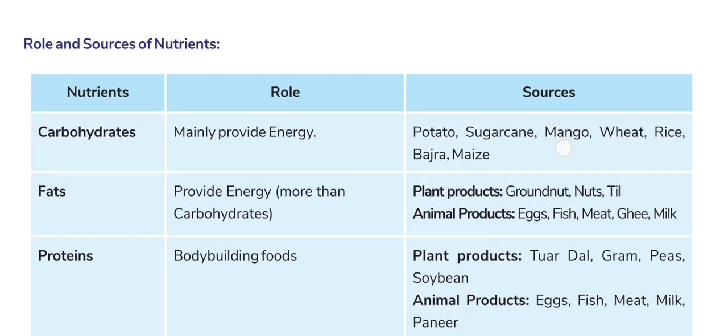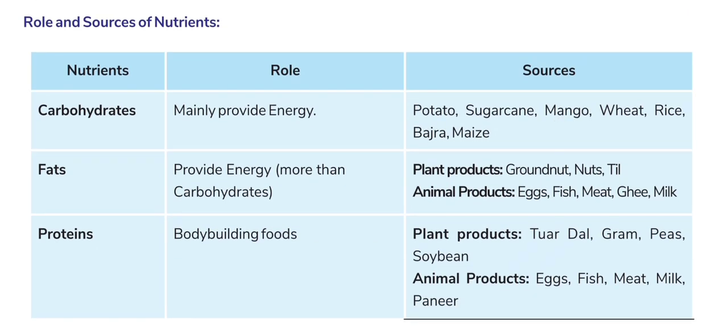Nutrients. Role. Sources. Carbohydrates mainly provide energy. Potato, sugarcane, mango, wheat, rice, bajra, maize. Fats provide energy, more than carbohydrates. Plant products: groundnut, nuts, til. Animal products: eggs, fish, meat, ghee, milk.